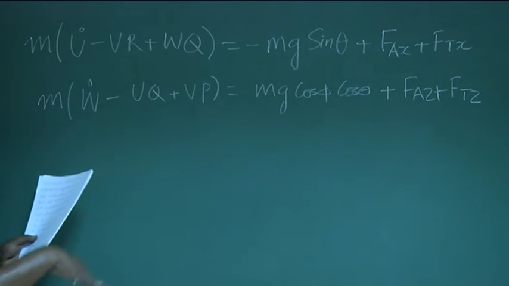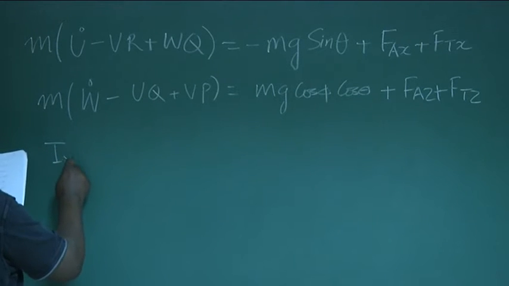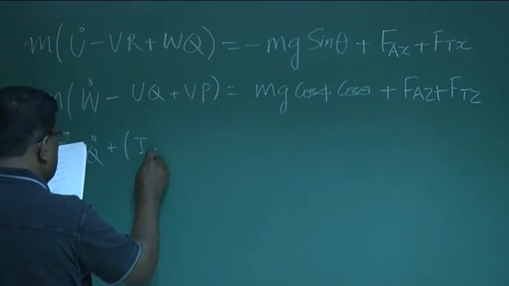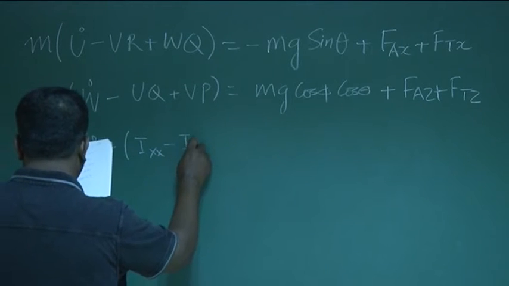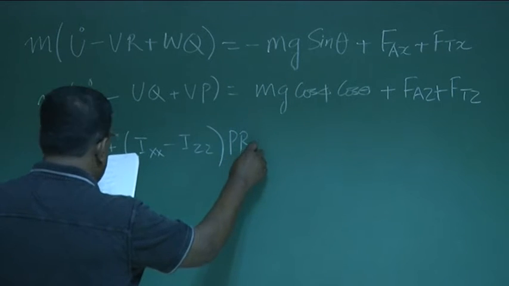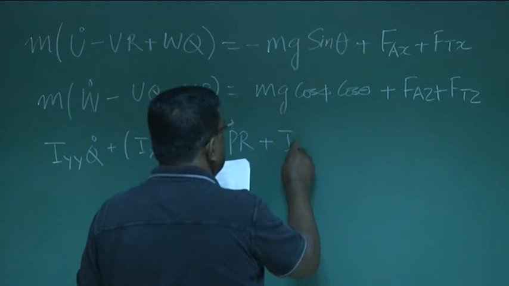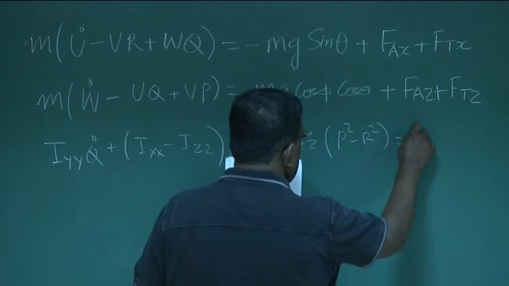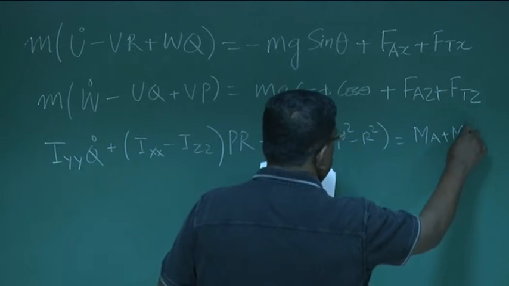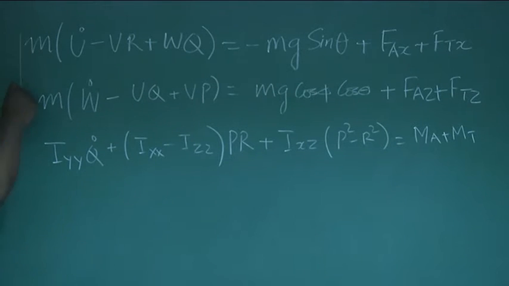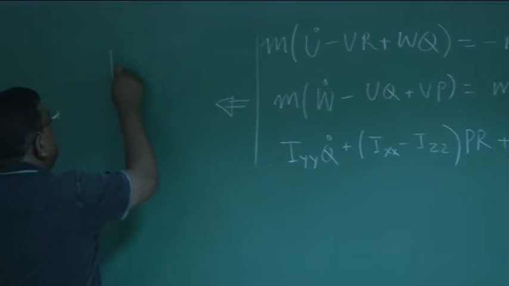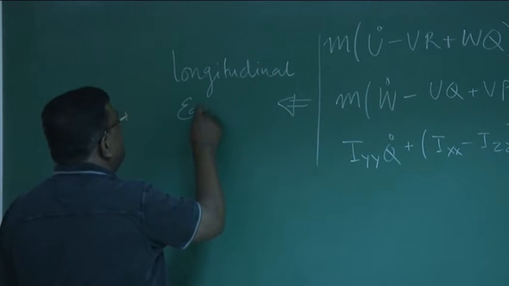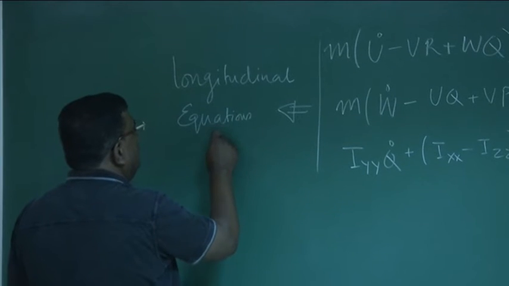and the pitching equation, that is q dot, so it is Iyy q dot plus Ixx minus Izz times PR plus Ixz times p squared minus r squared equal to MA plus MT. So these are the equations, and we are naming them the longitudinal equations of motion.